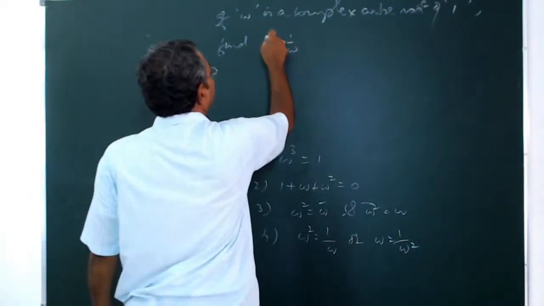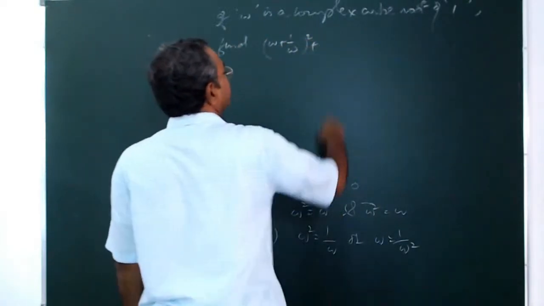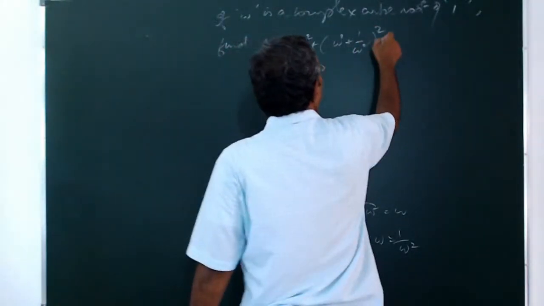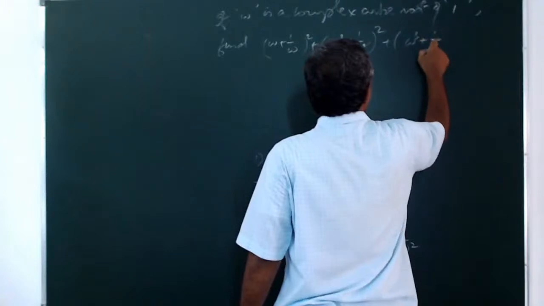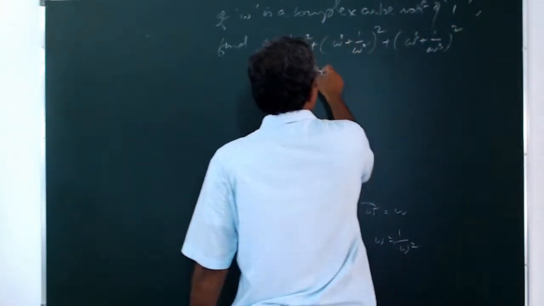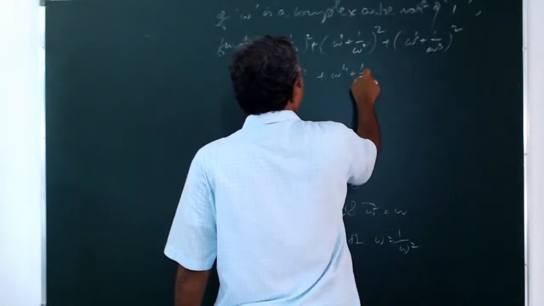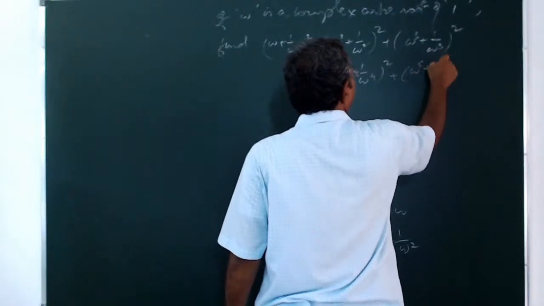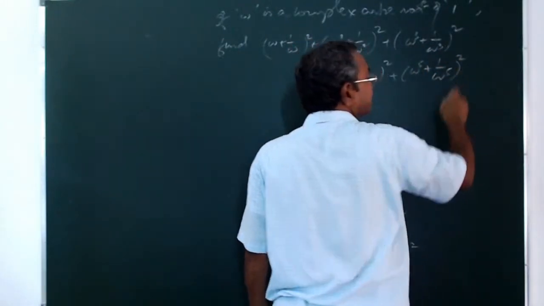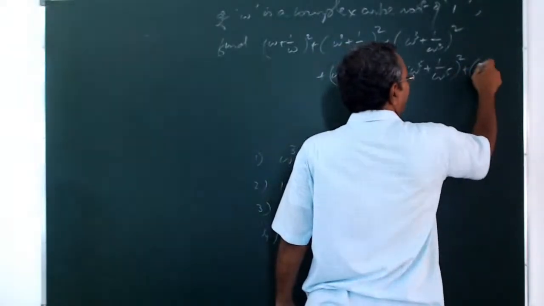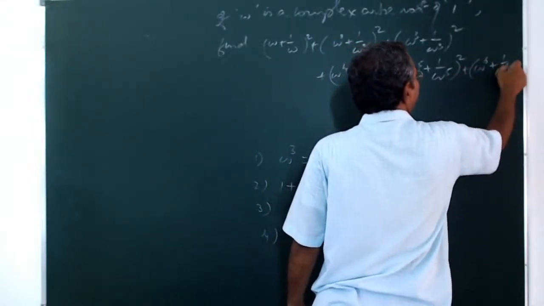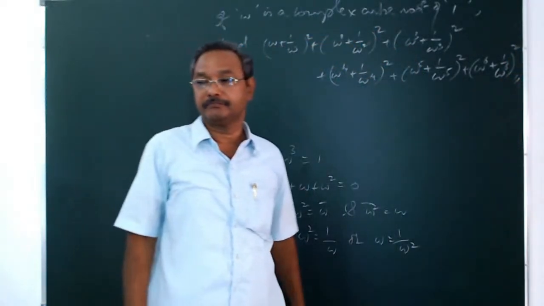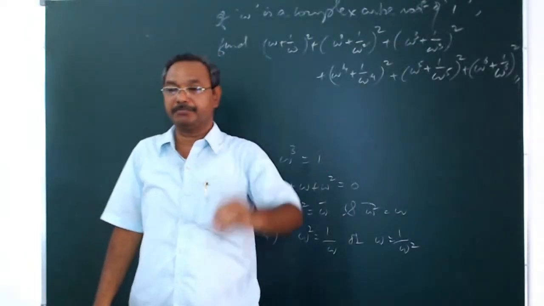omega plus 1 by omega, whole square, plus omega square plus 1 by omega square, whole square, plus omega cube plus 1 by omega cube, whole square, plus omega to the power of 4 plus 1 by omega to the power of 4, whole square, plus omega to the power of 5 plus 1 by omega to the power of 5, whole square, plus omega to the power of 6 plus 1 by omega to the power of 6, whole square. Find the value of this entire expression.